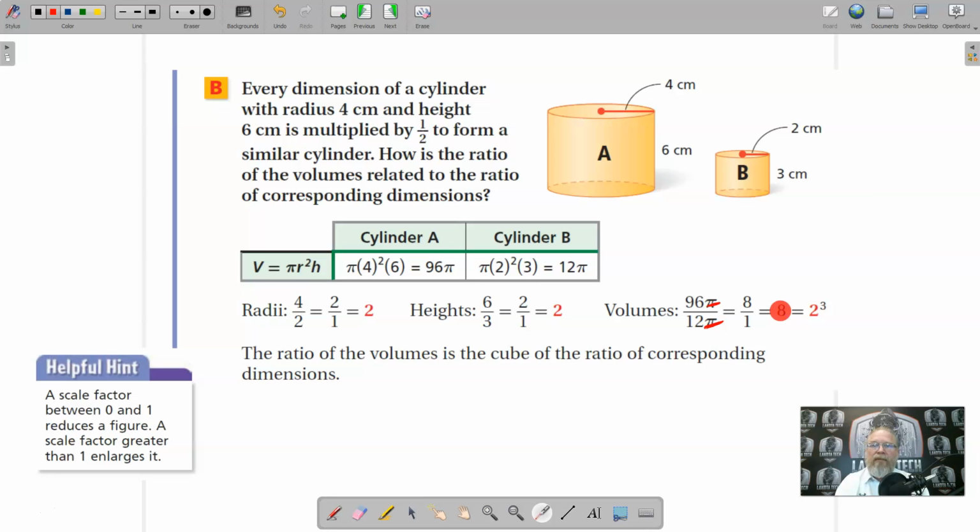And 8 is a perfect cube. We could rewrite 8 as 2 to the third. Notice this time we end up with the same number, 2, except we have 2 to the third. This is because volume is dealing with length, width, and height. We have 3 dimensions for volume, so we end up with a 3 for the exponent. So the ratio of the volumes is the cube of the ratio of the corresponding dimensions.